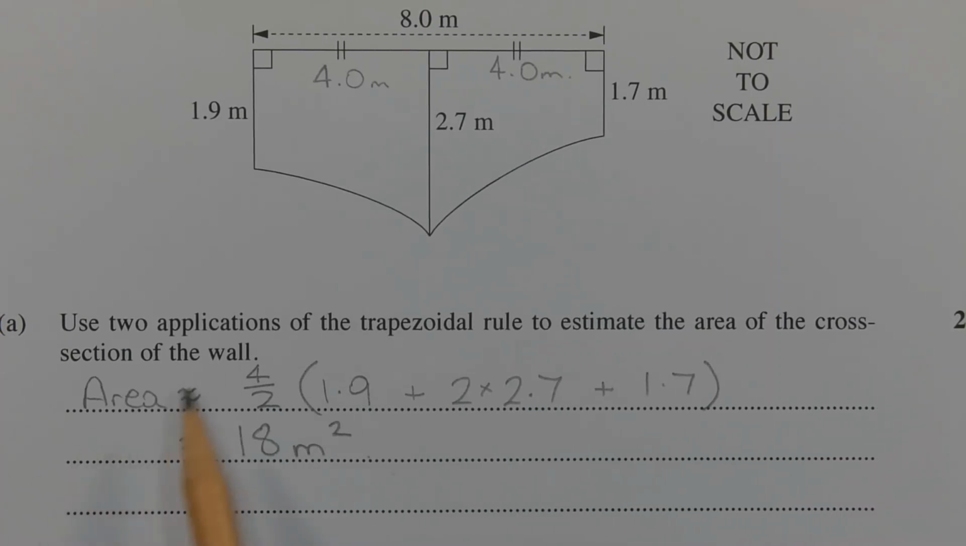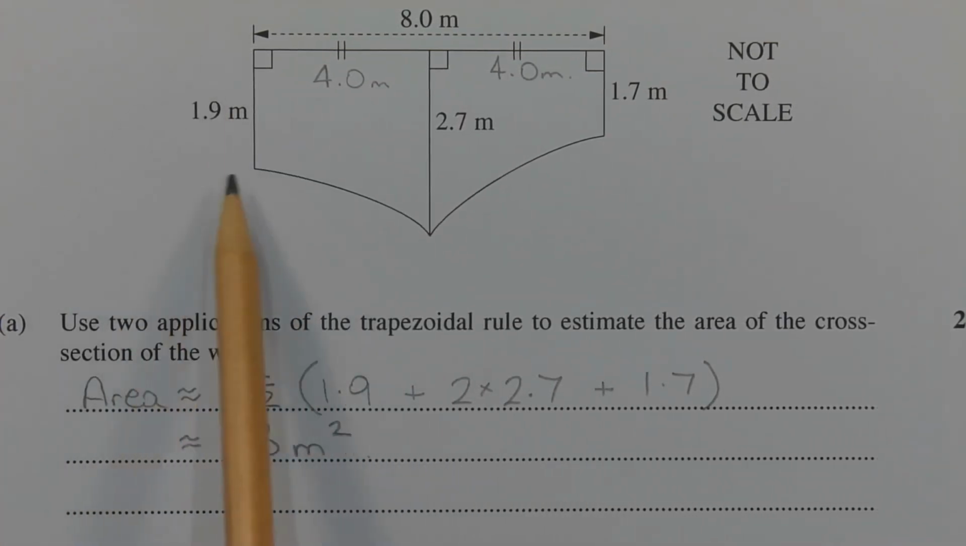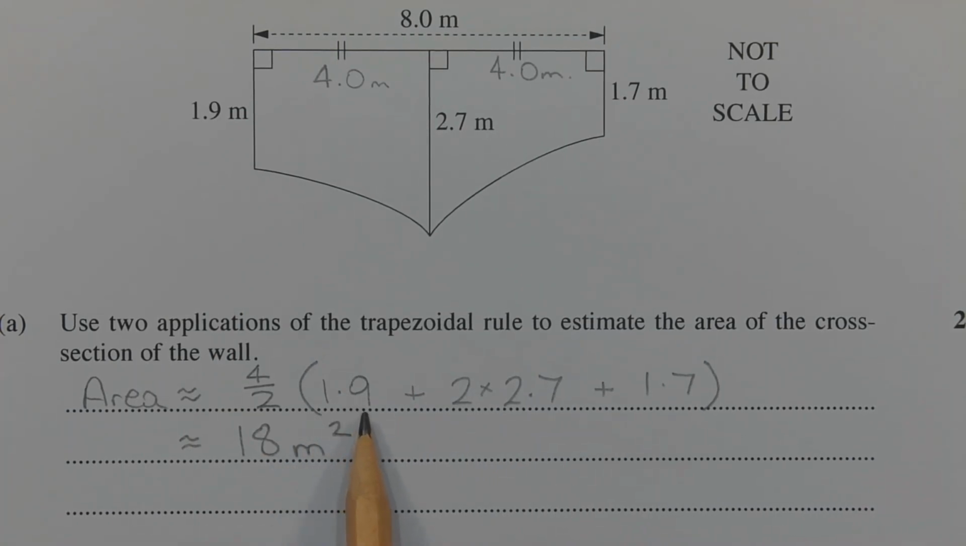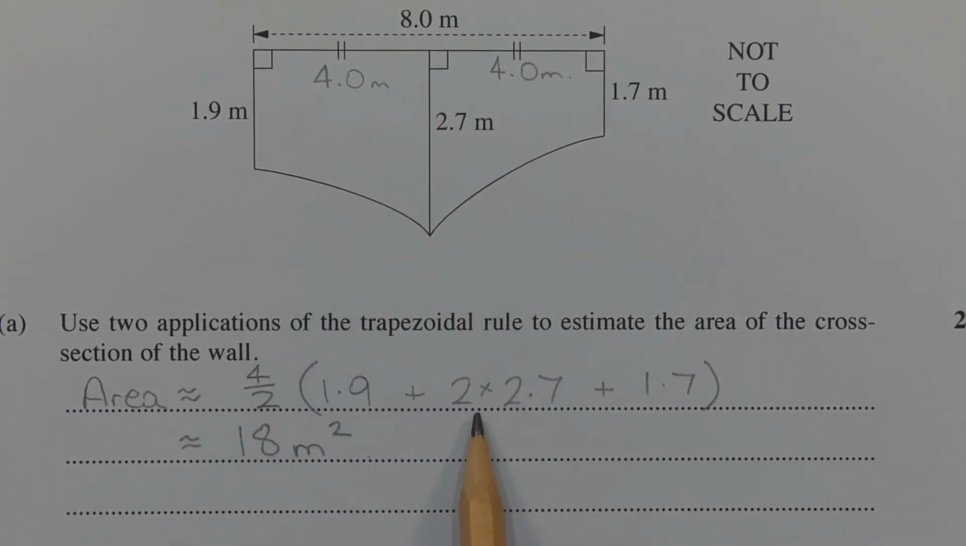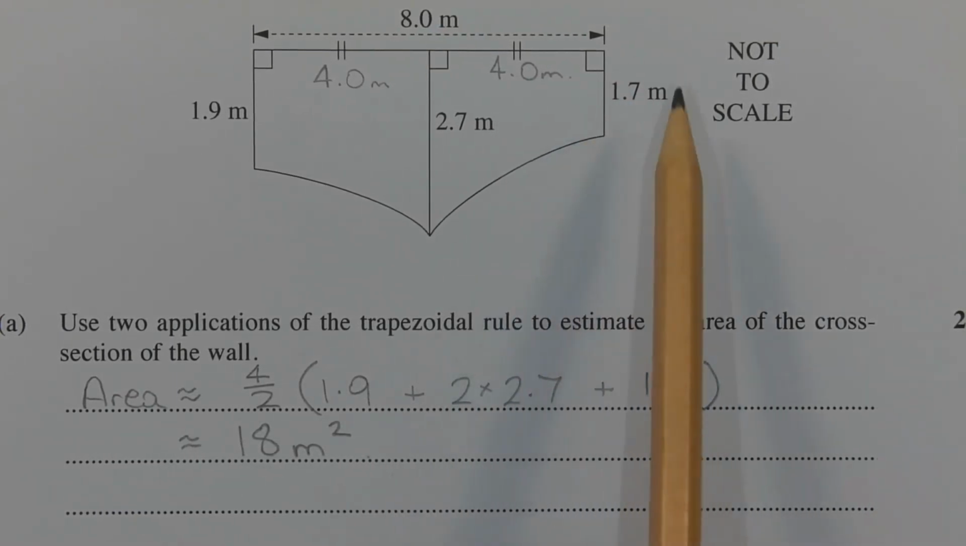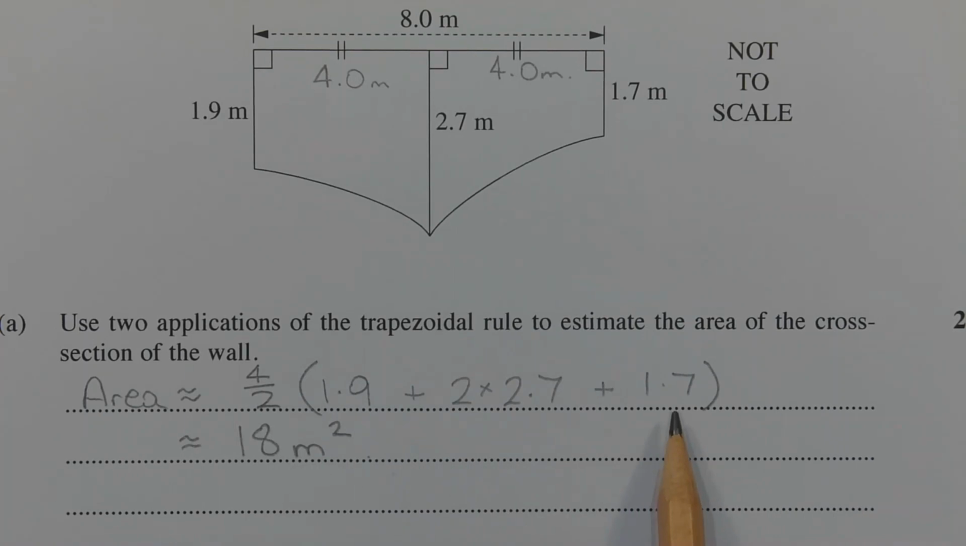So the area of this irregular shape is approximately equal to h over 2, or 4 over 2, outside of one lot of this measurement, so that's 1.9 meters, plus two lots of this measurement, so that's 2 times 2.7 meters, plus one lot of this measurement, so that's plus 1.7 meters in brackets. And evaluating this expression, we get 18 square meters.